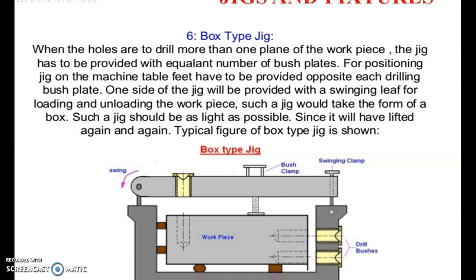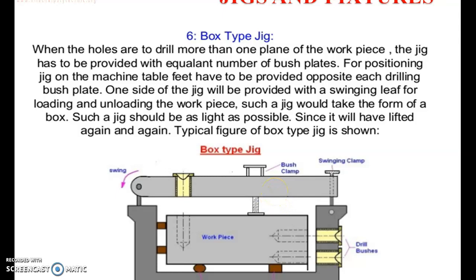Here we have a bush type structure. Here we have a lip-like clamp, which moves up and down using this cam. When the holes are to be drilled in more than one plane of the workpiece, the jig has to be provided with an equal number of bush plates.